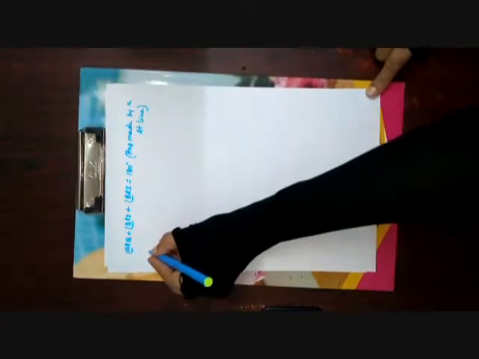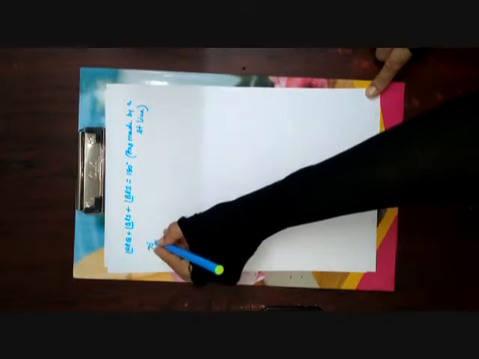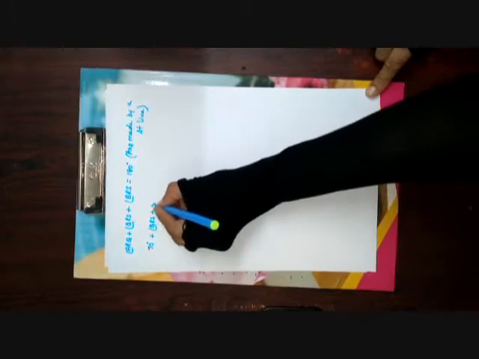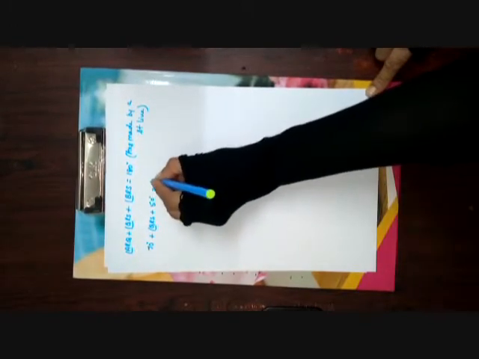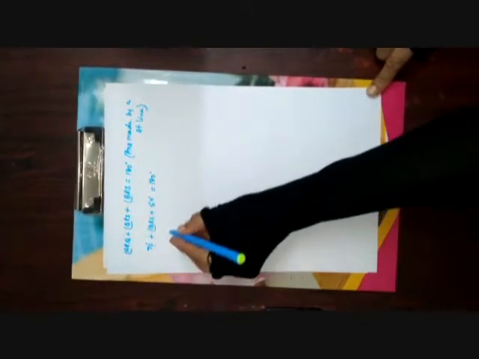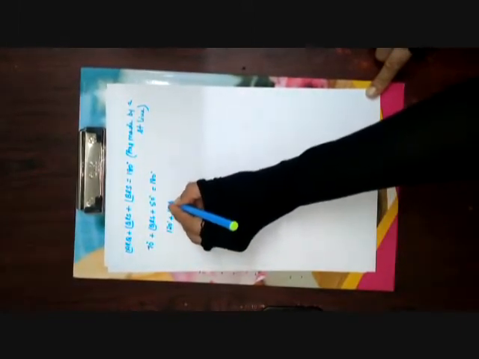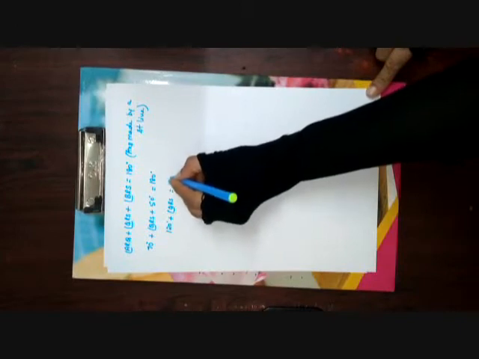Okay. So ARQ we found it as 70 degrees. We have to find angle QRS, and BRS we found it as 50 degrees. That is equal to 180 degrees. 70 plus 50 is 120 degrees. 120 plus angle QRS is equal to 180 degrees.